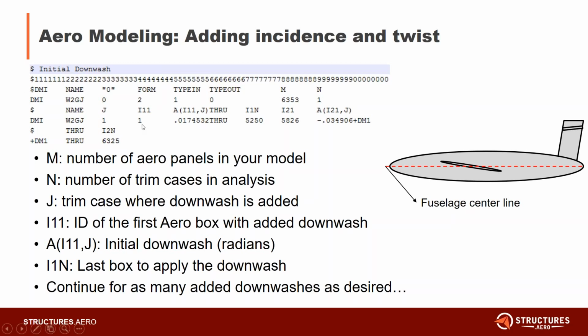It's important right here, notice on the second DMI input line, I'm calling out what trim case I'm modifying. This first box states that I'm applying some initial downwash at box 1. What that downwash is, this is in radians, so this is actually a positive downwash of 1 degree. And then the last box that I'm going to be modifying in that series. And we can do this for as many boxes as we want.